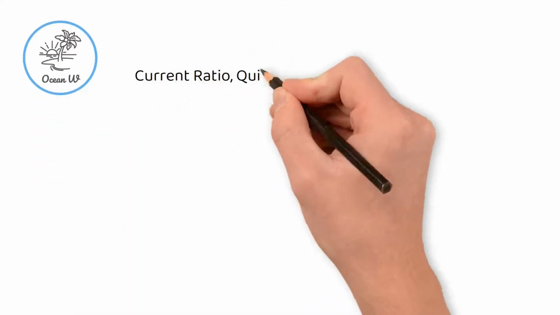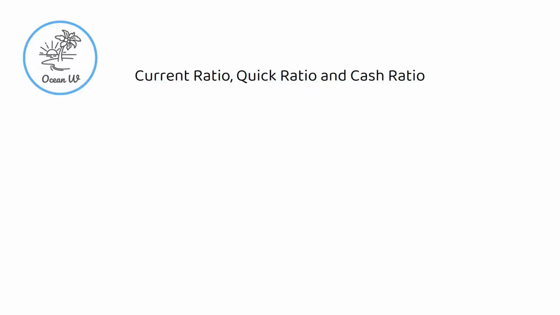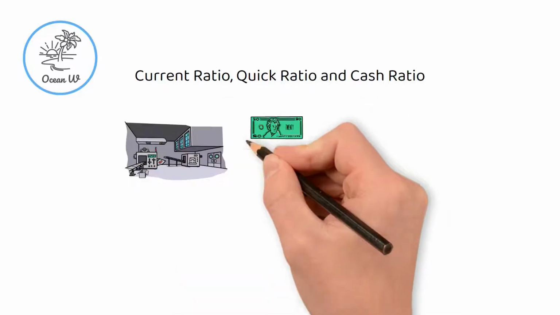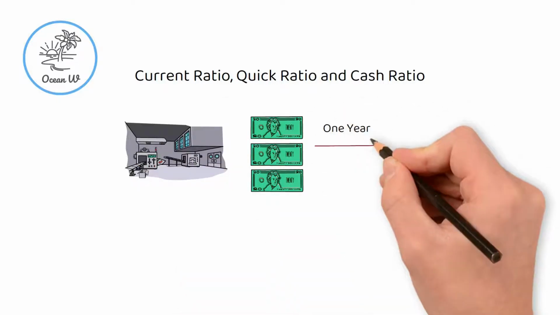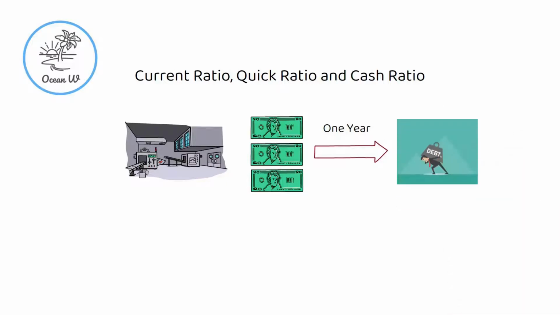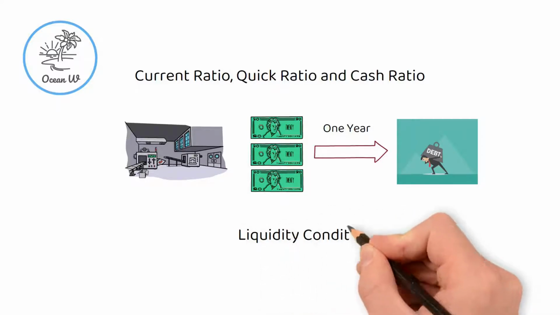Today we will talk about current ratio, quick ratio and cash ratio. Those measure a company's ability to generate enough cash to pay off debts due within 1 year. But before going into them, let's understand why we need to know a company's liquidity condition before investing.